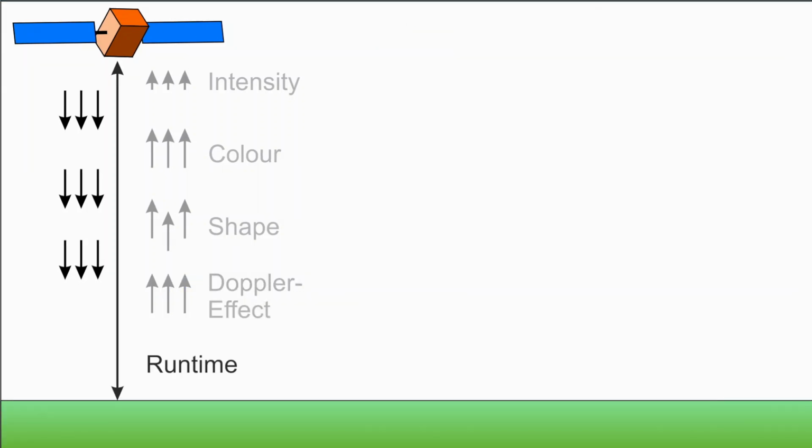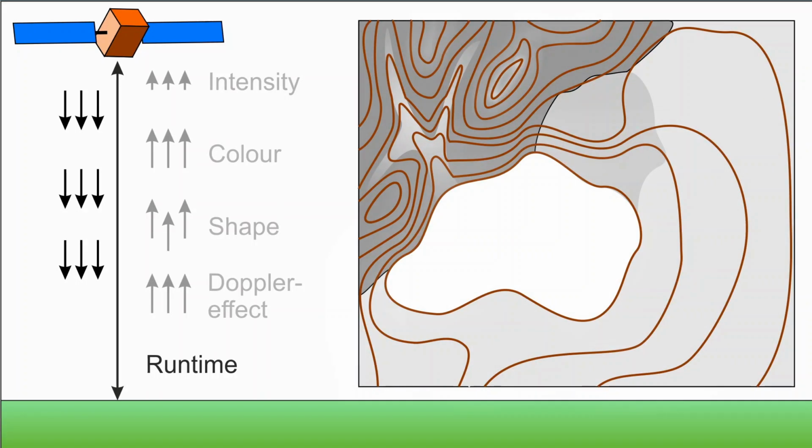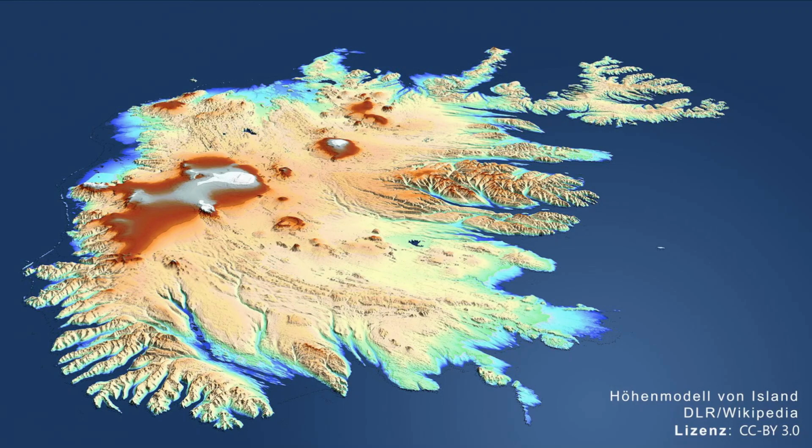Finally, satellites can measure very precisely how much time a given signal needs to reach Earth's surface and come back to the satellite. And this runtime corresponds to very precise measurements of the distance between the satellite and the Earth's surface. And this means satellites this way can generate very precise elevation profiles of the surface of our planet. These profiles, for example, can be used to find ancient castles or ancient settlements. Here I'm showing you a height model of Iceland as an example.